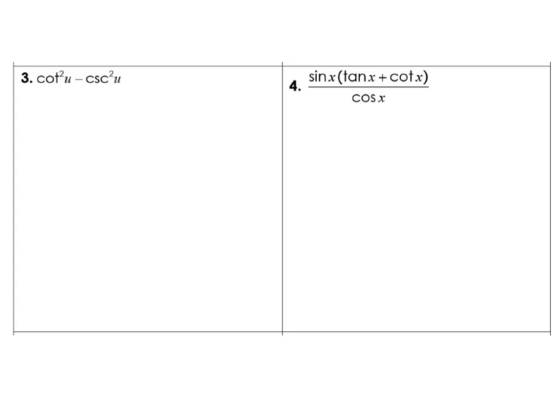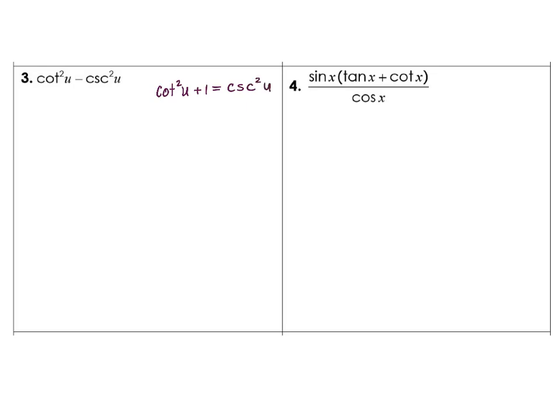Example 3 is a good example of a problem where you would not necessarily want to change everything over to sine and cosine. Here we have our Pythagorean identity that says cotangent squared u plus 1 equals cosecant squared u.